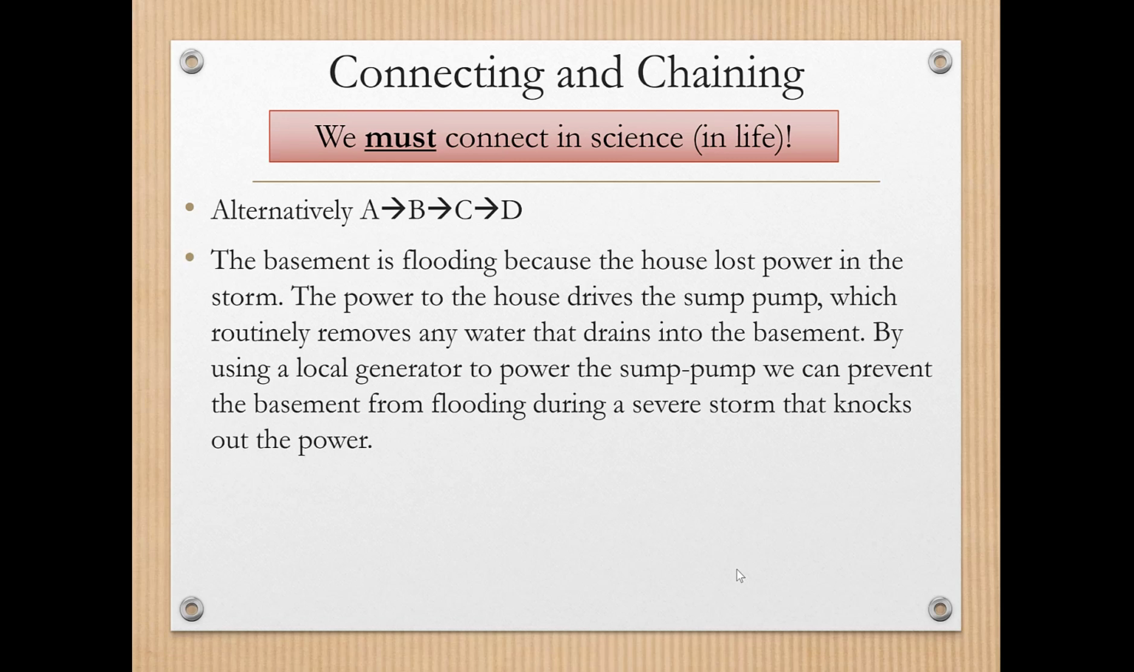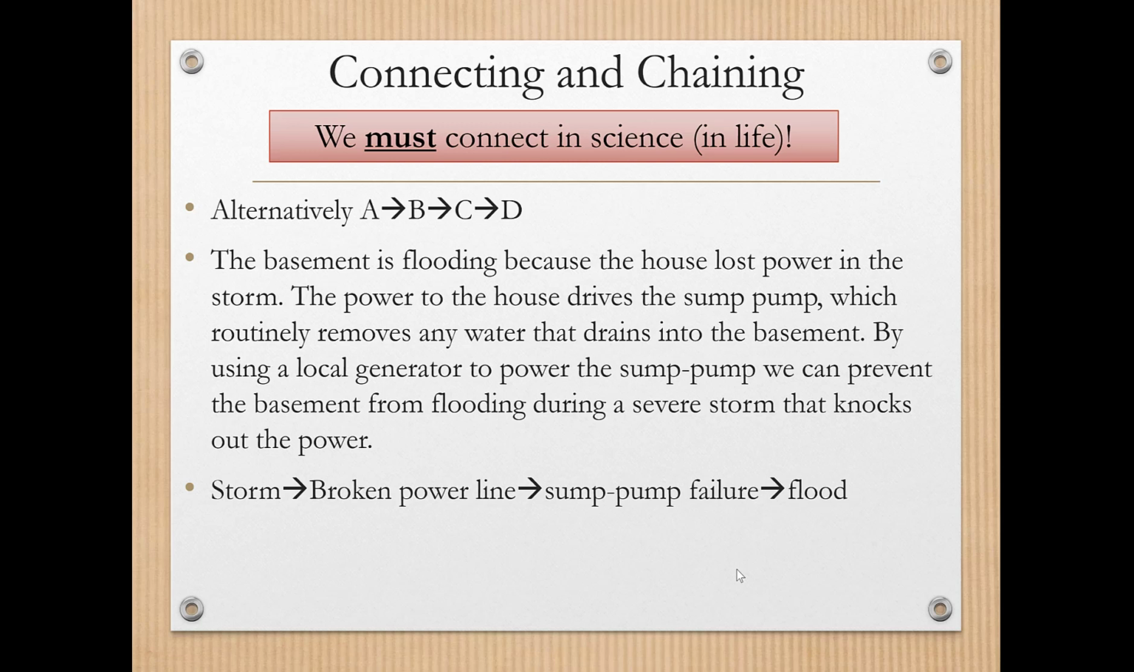So I'm going to read you the following. The basement is flooding because the house lost power because of the storm. The power to the house drives the sump pump, which routinely removes any water that drains into the basement. By using a local generator to power the sump pump, we can prevent the basement from flooding during a severe storm that knocks out the power. And this was in fact what I ended up deciding to do. So of course this is now an A, B, C, D description.